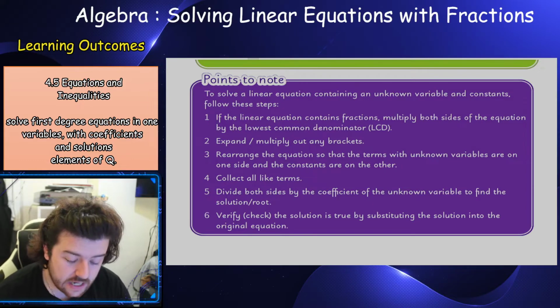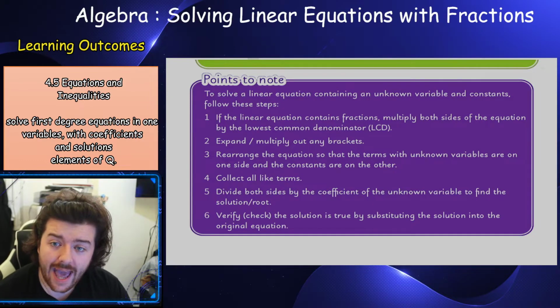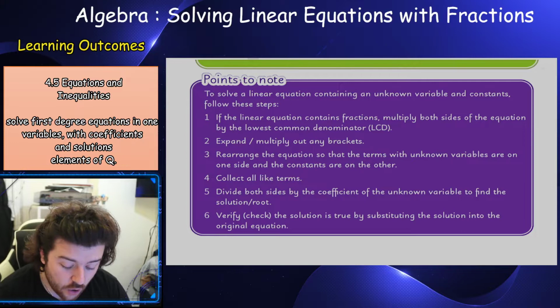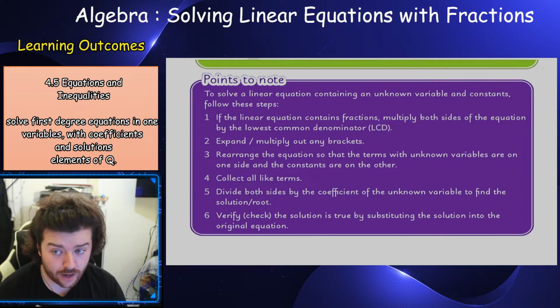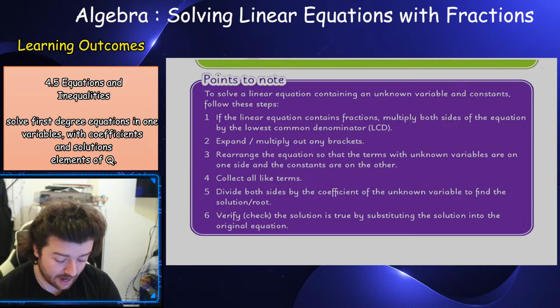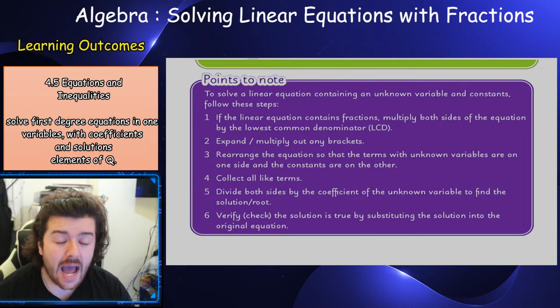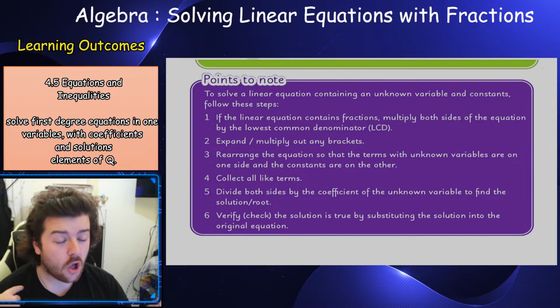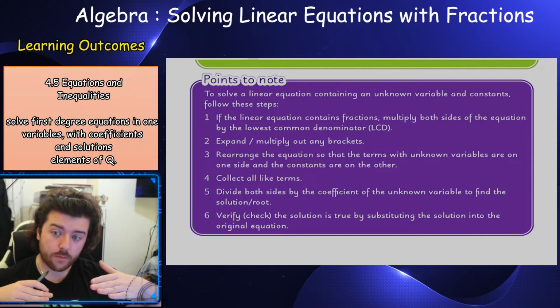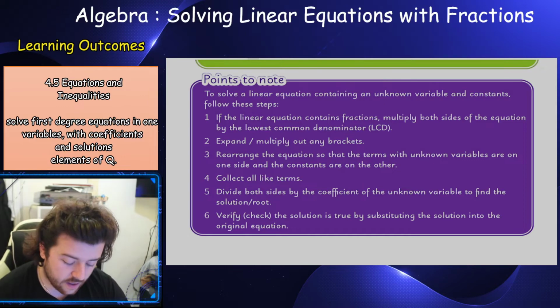So to solve a linear equation that has a fraction, first, if the linear equation contains fractions, we have to multiply both sides of the equation by the lowest common denominator, or LCD. And as you recall, the lowest common denominator is just the lowest common multiple of the numbers at the bottom of the fractions.